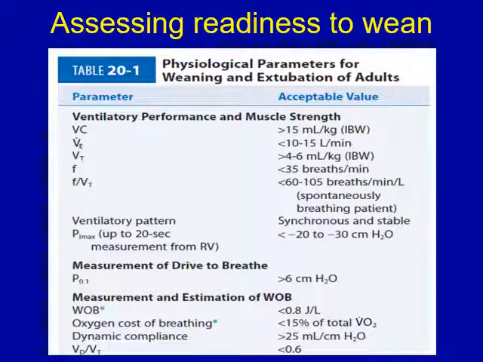And tidal volume is more than 4 to 6 ml per kg, and respiratory rate is less than 35 breaths per minute, and frequency, that is respiratory rate to tidal volume, is less than 60 to 105 breaths per minute per liter. This is also called the rapid shallow breathing index, that is RSBI. That is, respiratory rate to tidal volume should be less than 60 to 105. And also the ventilator pattern should be synchronous and stable, and P max, that is maximum negative inspiratory pressure, should be less than -20 to -30 centimeters of water, and P 0.1 should be more than 6 centimeters of water.